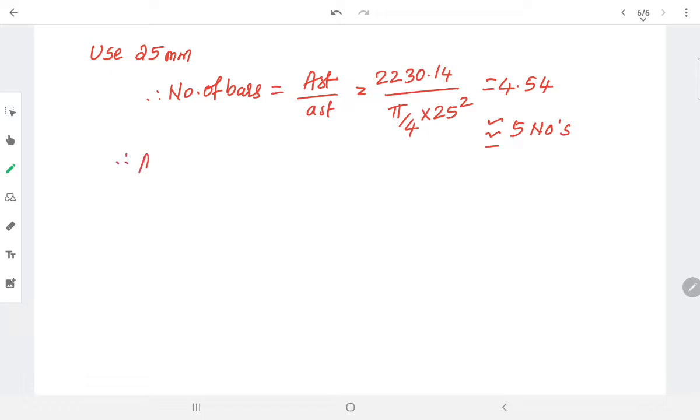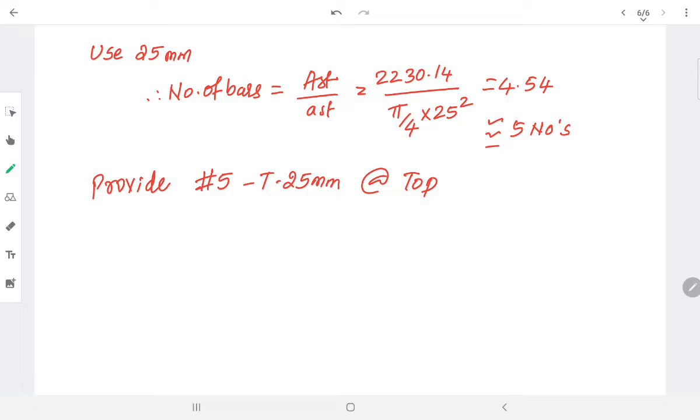So for AST provided, I'll write a statement: provide 5 numbers of 25 mm bars at top, as it is a cantilever beam. The main reinforcement will be at top. The tension reinforcement will be at top because the tension will be there at the top.